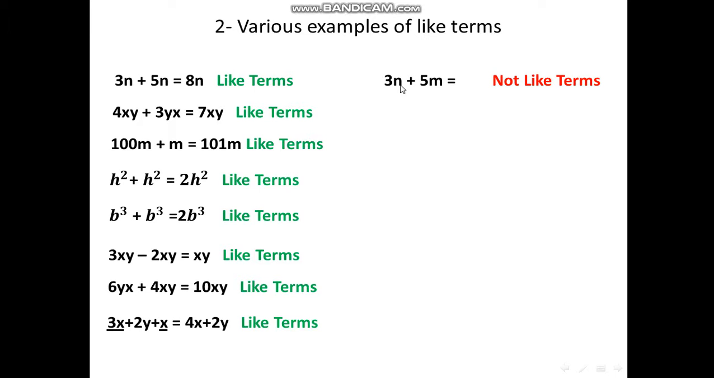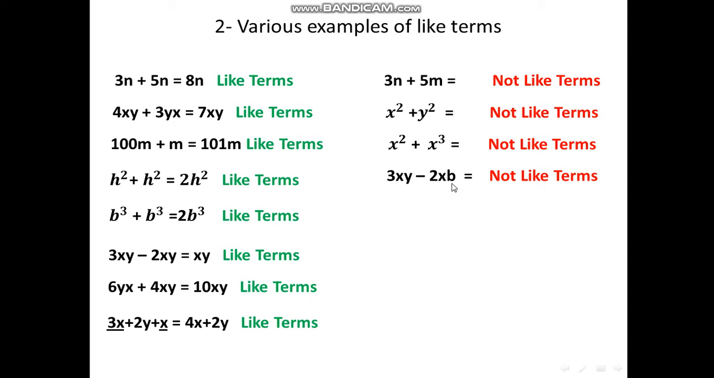Things that are not equal are like this one. n is not like m, not a like term. You can do nothing. You cannot add them. This one also, they are not alike. They are to the power 2, the same power, but the base x is not the same. Okay. So here the base is the same, but the powers are not the same.